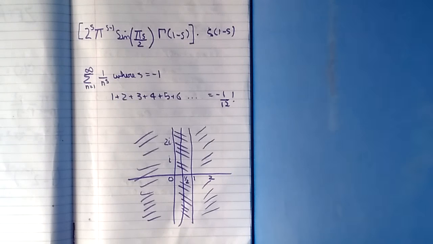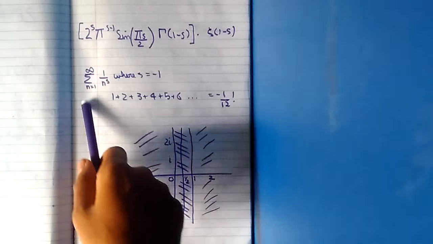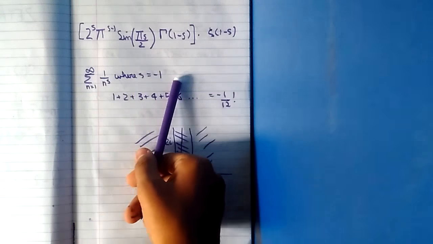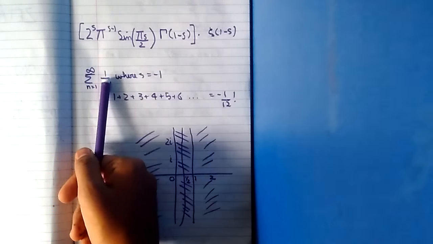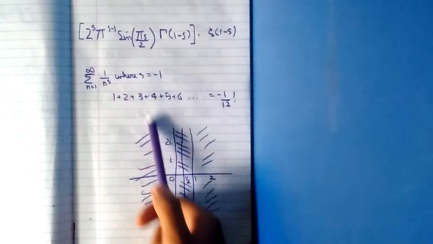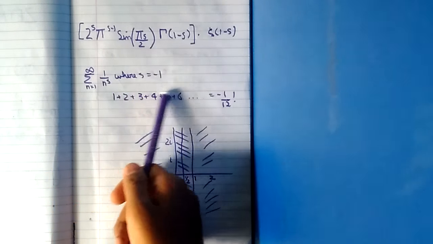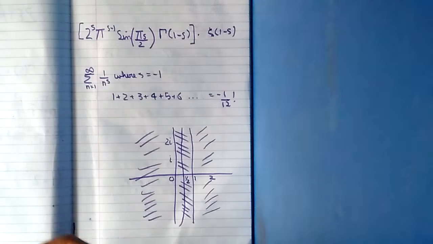Now let's look at the famous problem of 1 plus 2 plus 3 plus 4. You may have heard of the controversial result that it is equal to minus 1/12. We can actually plug that into the zeta function and get the value. So take the zeta function where s equals minus 1, so 1 by n to the power minus s. So just take the reciprocals of all of them and you just get 1 plus 2 plus 3 plus 4 plus 5 plus 6 and so on.